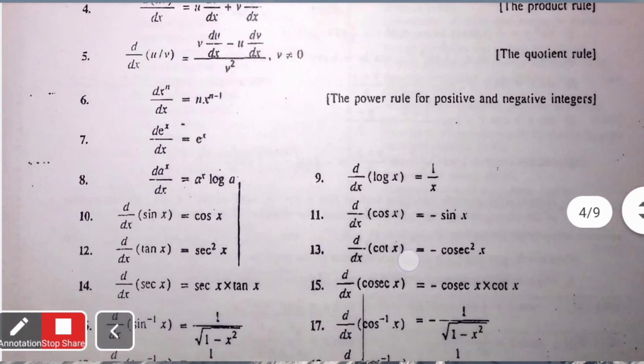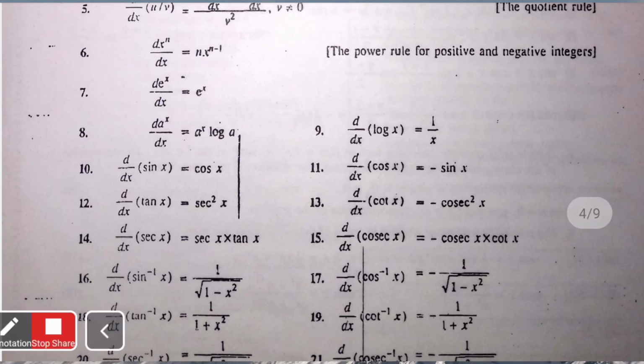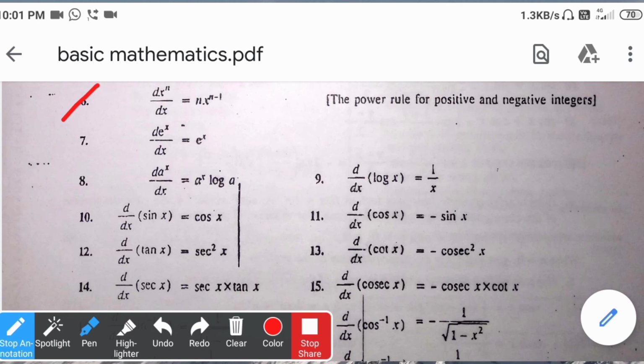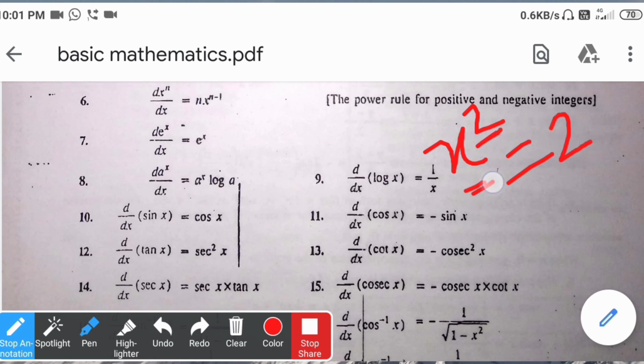Next is the nth order rule, or the power rule for differentiation. This is quite useful for solving polynomial functions. The differentiation of that is n into x raised to n minus 1. Suppose we want to find the derivative of x square. Here the power of x is 2, so the derivative will be 2 into x raised to n minus 1, that is 2 minus 1.